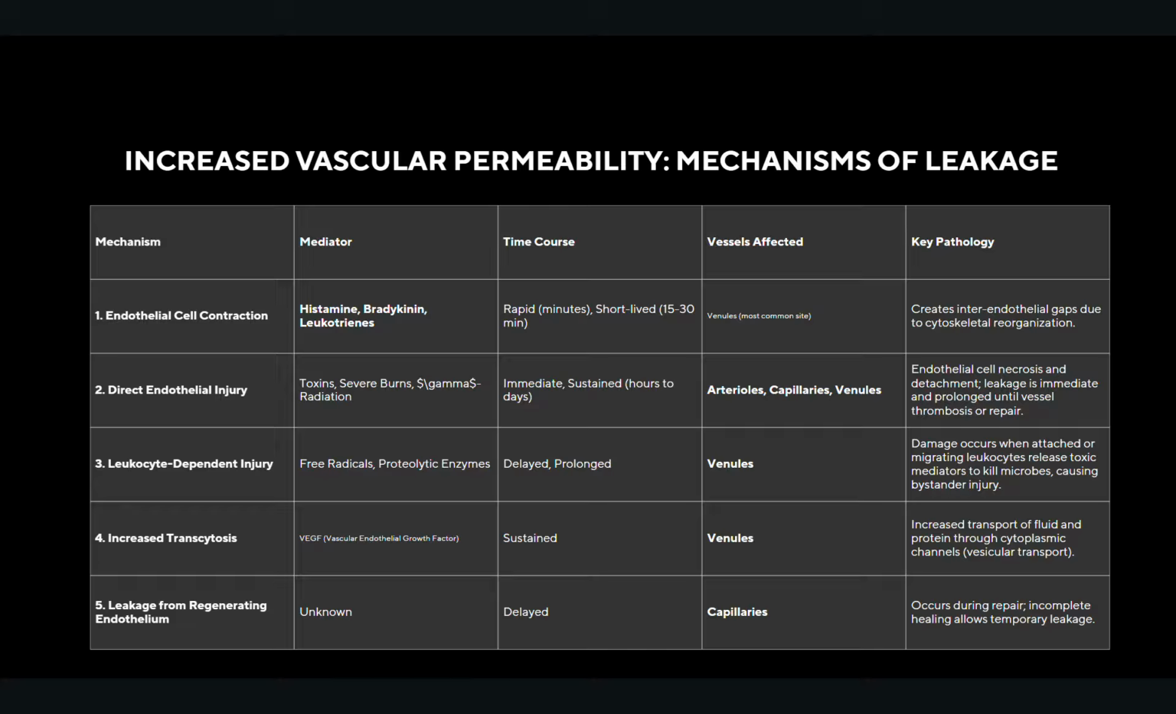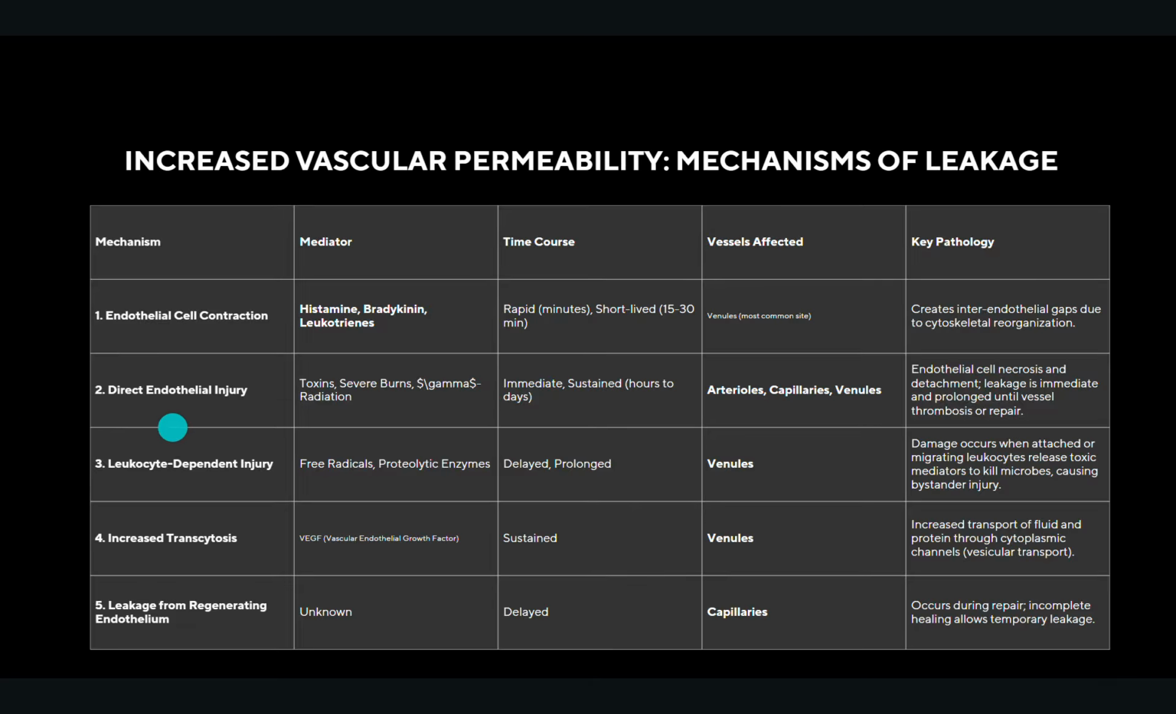The first one is endothelial cell contraction. This is the most common mechanism, mediated by fast-acting molecules like histamine, bradykinin, and leukotrienes. These mediators bind to specific receptors, inducing cytoskeletal reorganization within the endothelial cells, forming transient interendothelial gaps. Critically, this occurs almost exclusively in venules, and it's rapid but short-lived.